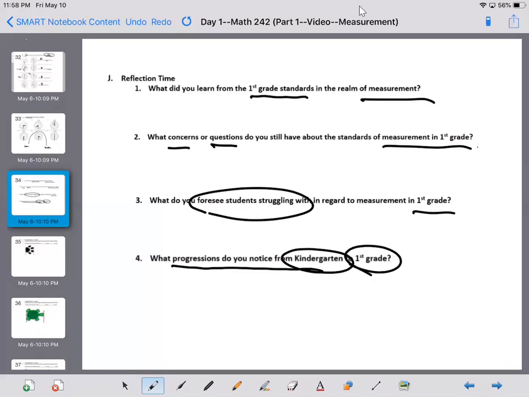So I love the progressions, and I'm very fortunate in my job currently to be able to teach sixth grade all the way up to geometry with students, and to see that progression and know where those gaps are and how to fill those. So I know that was a lot. That was part 2. We're looking at first grade standards with your developing measurement concepts.